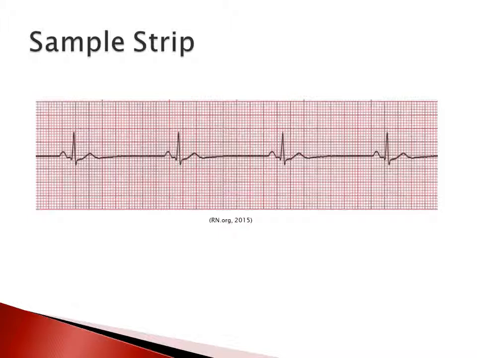There are P waves present in front of each QRS complex, and they're all upright and all similar size and shape. Our PR interval appears to take up 4 boxes, so that's a measurement of 0.16 seconds, which we know is normal, right, because it falls within that 0.12 to 0.20 second range. Our QRS complex takes up 2 small boxes, so we know that this is within the normal range. It's 0.08 seconds, and it falls within that 0.06 to 0.10 second range.